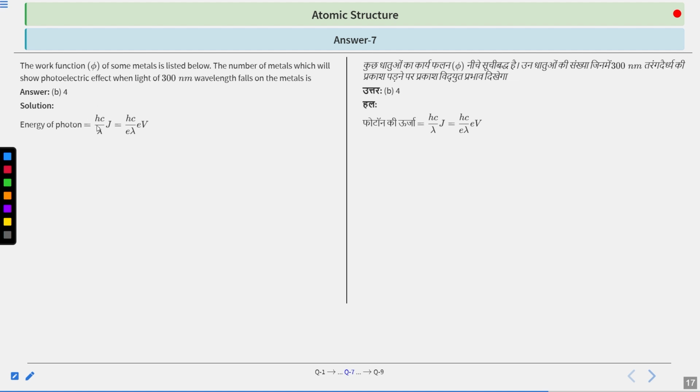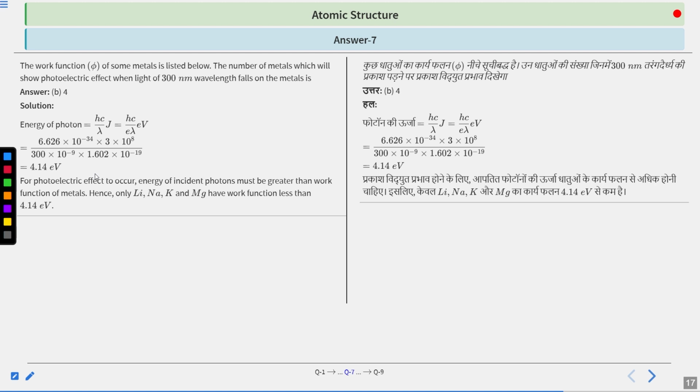If you calculate the value of E using this 300 nanometer, you will get it by putting in 6.626 into 10 to the power minus 34, 3 into 10 to the power 8, 3 into 10 to the power minus 9, and 1.602 into 10 to the power minus 19. We have put all these values here, and that will give you 4.14 electron volt. So this is the energy of the photon.